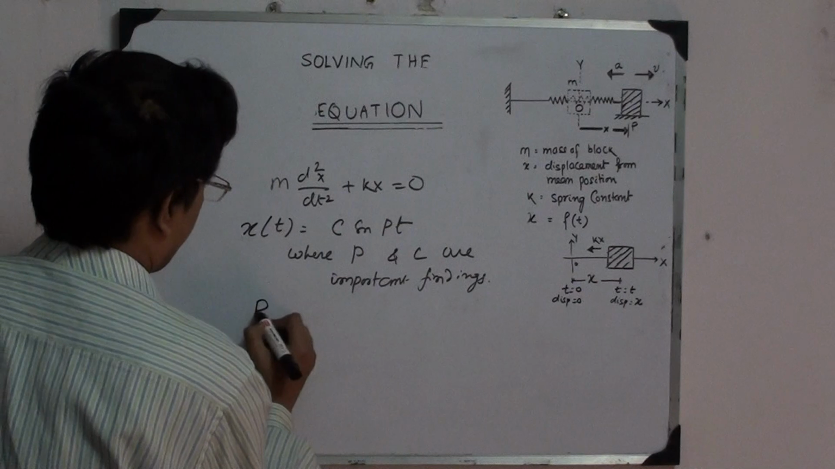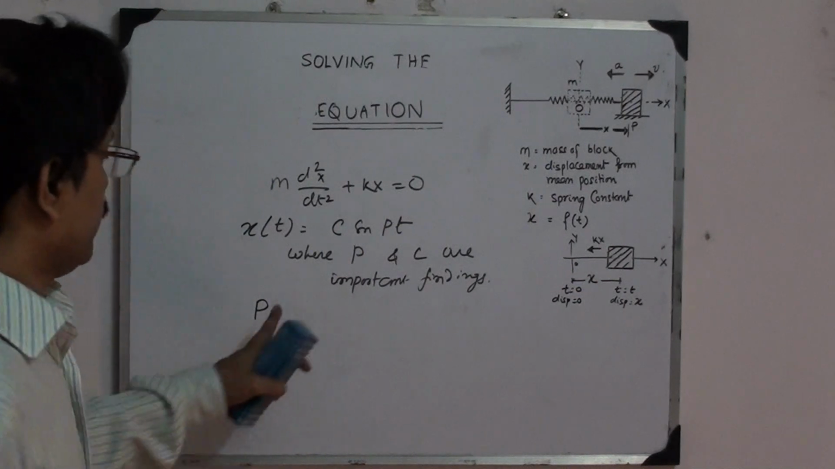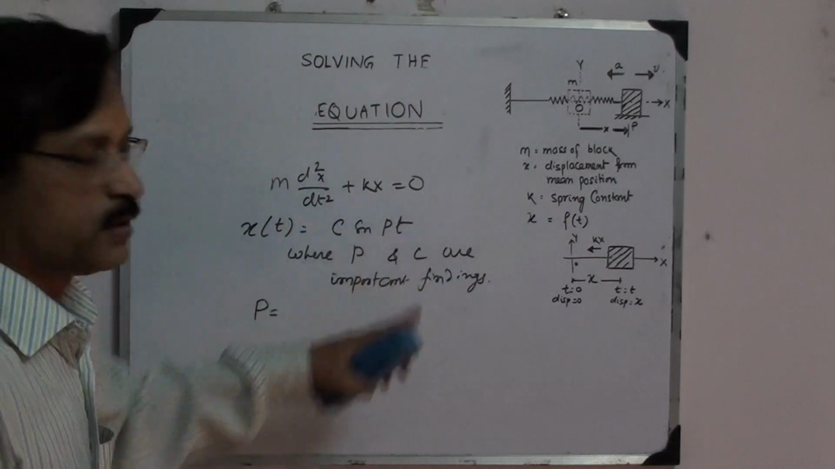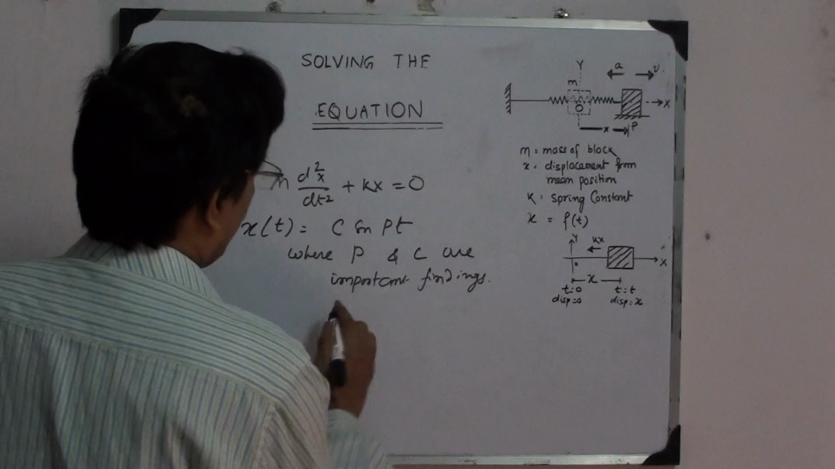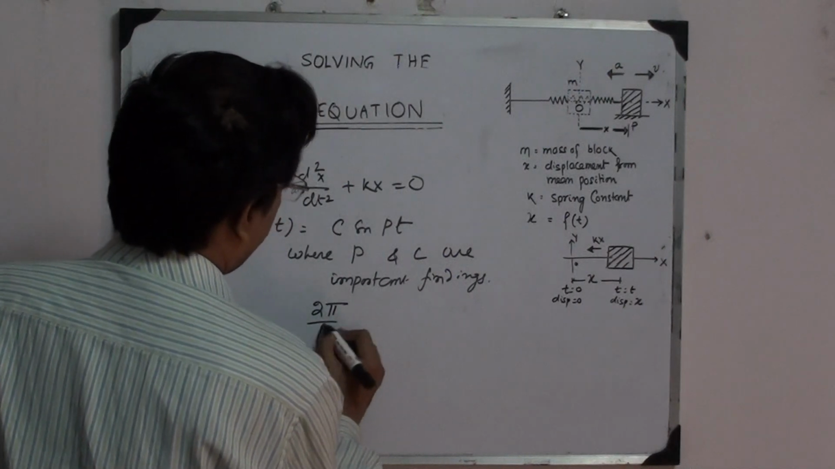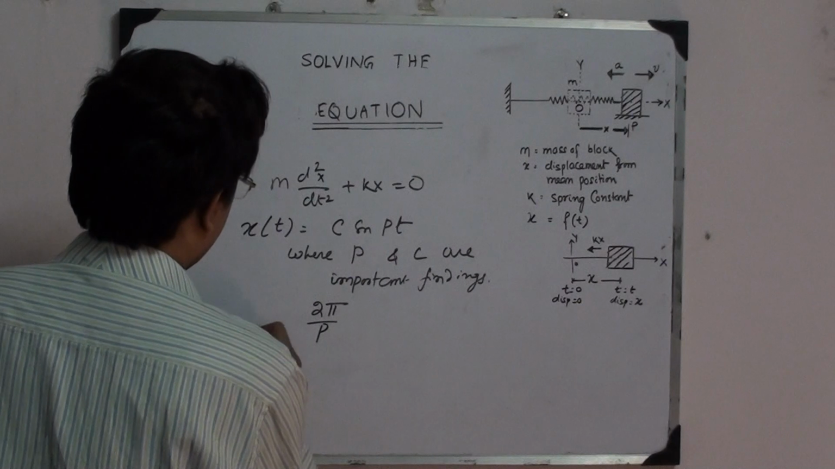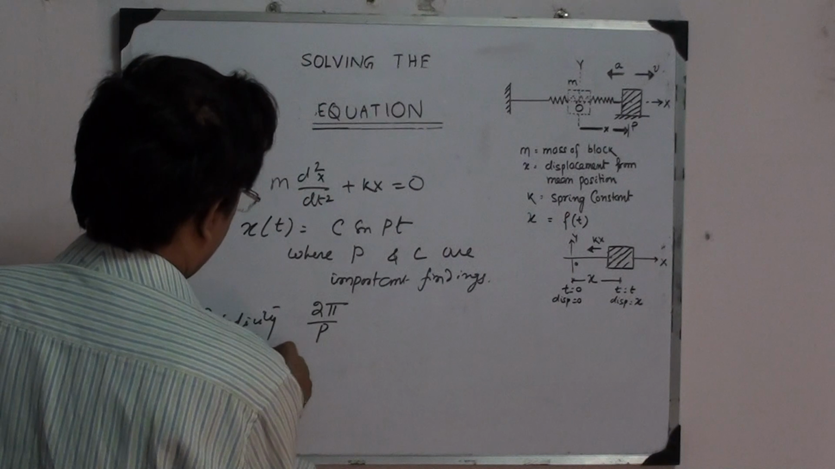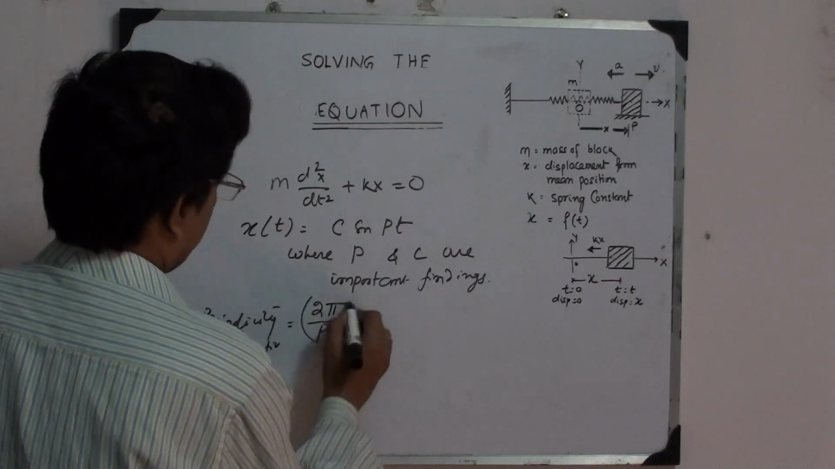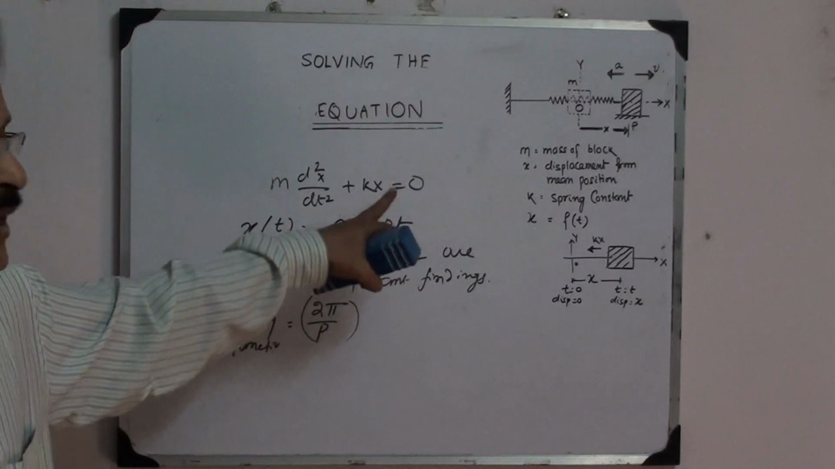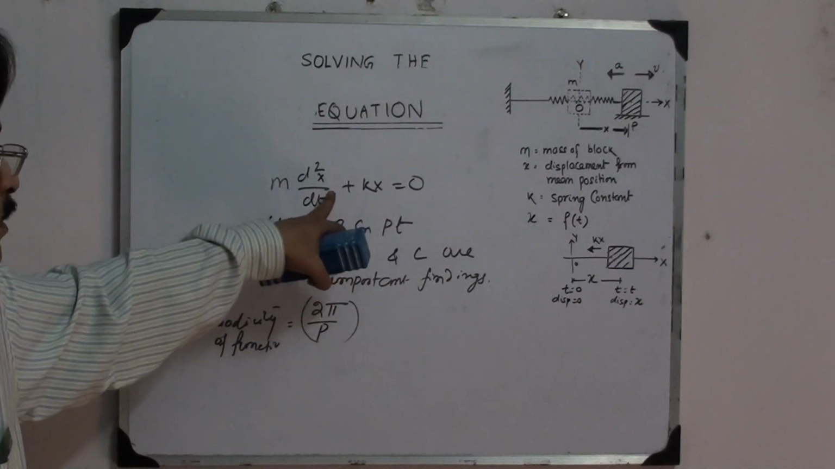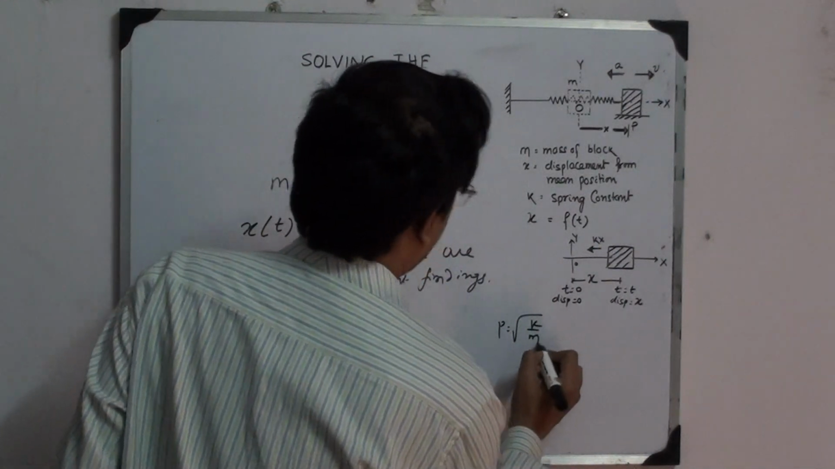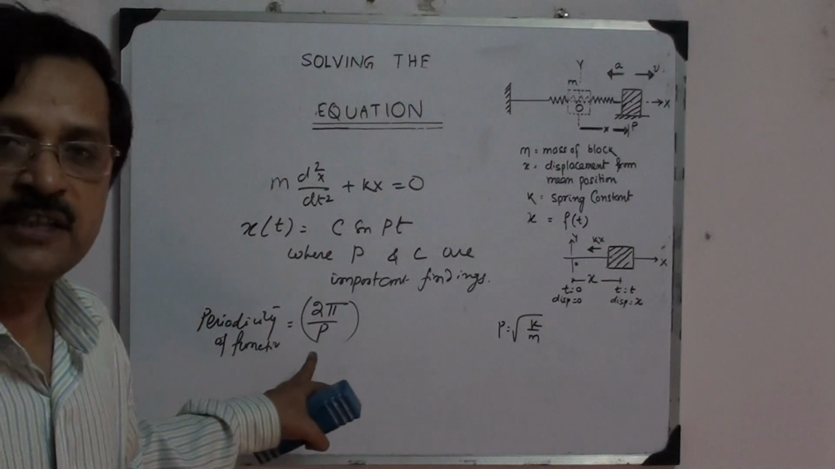P is a term which gives us the periodicity of this function. The periodicity is called 2 pi by p is periodicity of the function. Remember, p we have taken in such a manner that p is equal to root over k by m. So we know p, therefore we know the periodicity of this function.